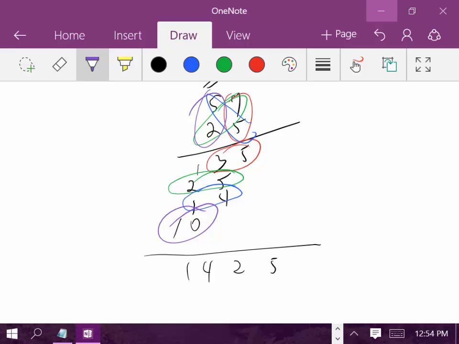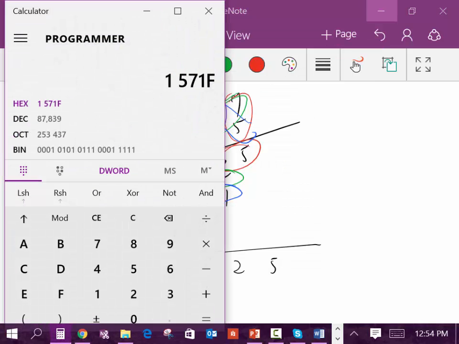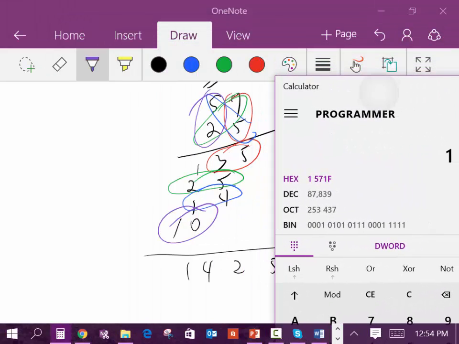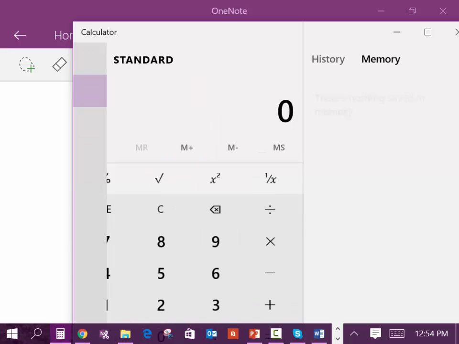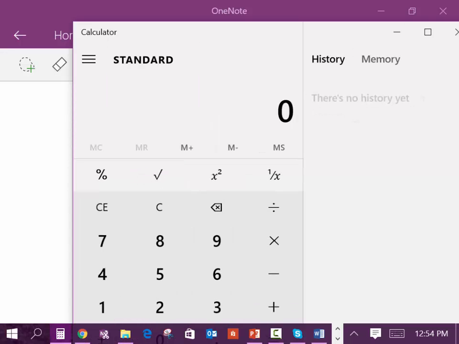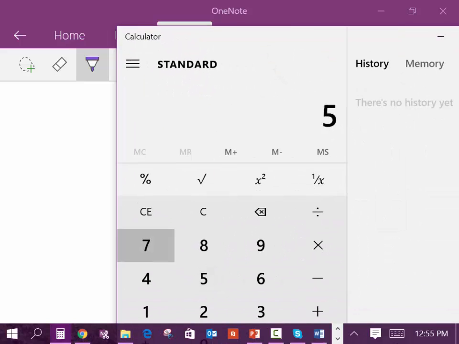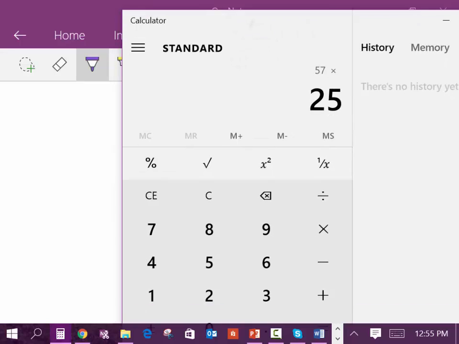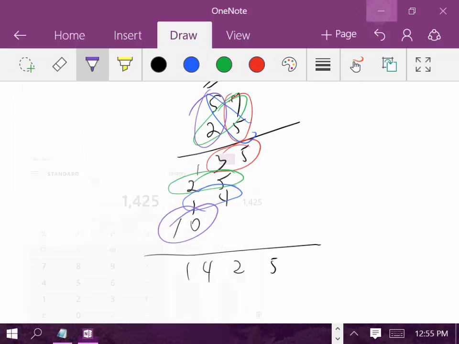Now if I pull up my calculator again, and what were those numbers I multiplied? 57 and 25, right? Yeah, 57 times 25 equals 1425. And that's what I got right there. I get the right answer.